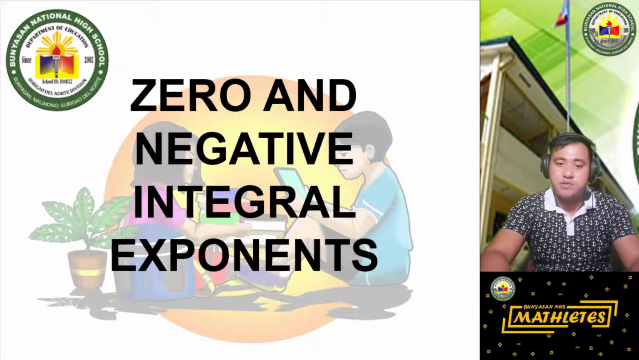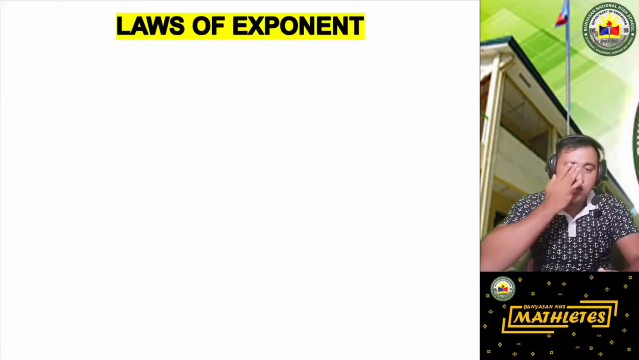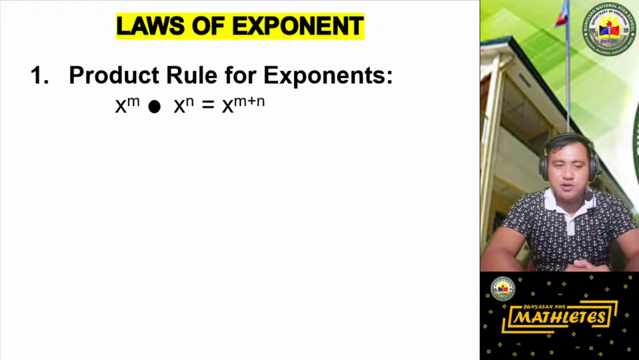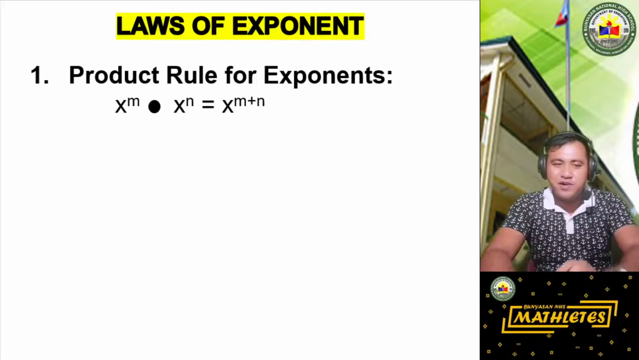But before we proceed to the zero and negative exponents, we have to discuss first what those laws of exponent are. Those laws of exponent were already discussed when you were in grade 7. So, let's start. The laws of exponent. The first rule, the product rule for exponents.